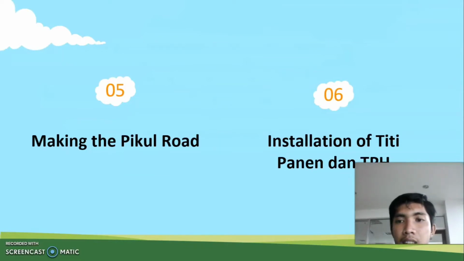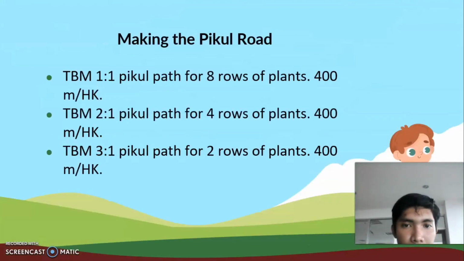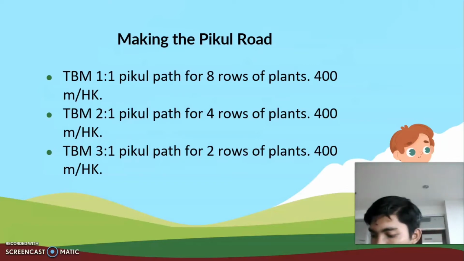Work six, installation of TPH and TP. Marking the figures. TBM1, one vehicle fetches for 8 rows of plants, 400 meter. TBM2, one vehicle fetches for 4 rows of plants, 400 meter. TBM3, one vehicle fetches for 2 rows of plants, 400 meter.